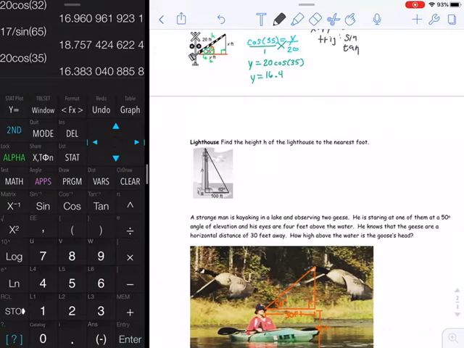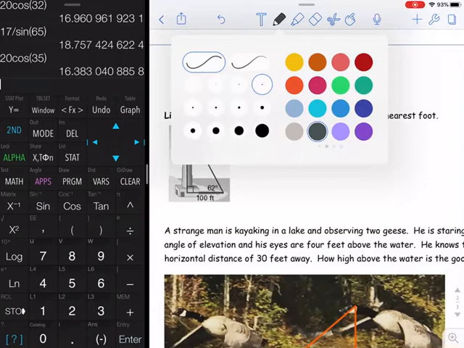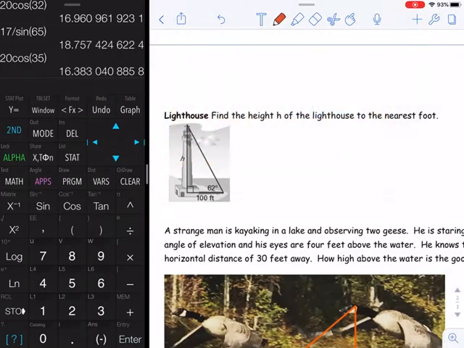For those who are Marvel fans, you might say the Tesseract is the most important shape. Nonetheless, let's do the famous lighthouse problem.